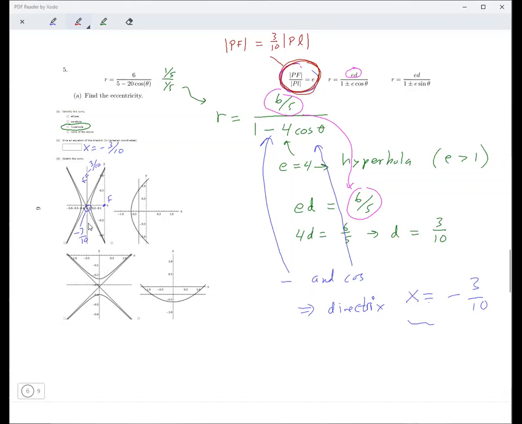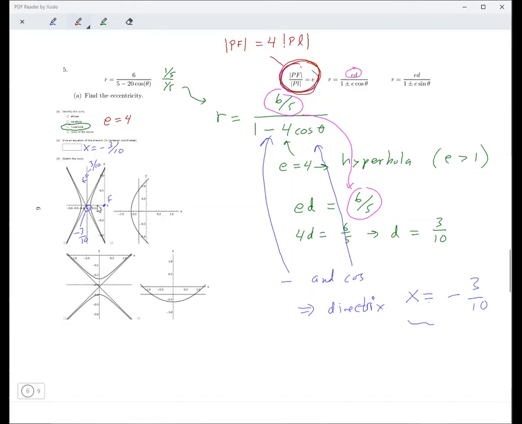Wait a minute, I'm really confused now. The distance, what? Oh wait, E is 4. What am I doing? So E is 4. Okay.